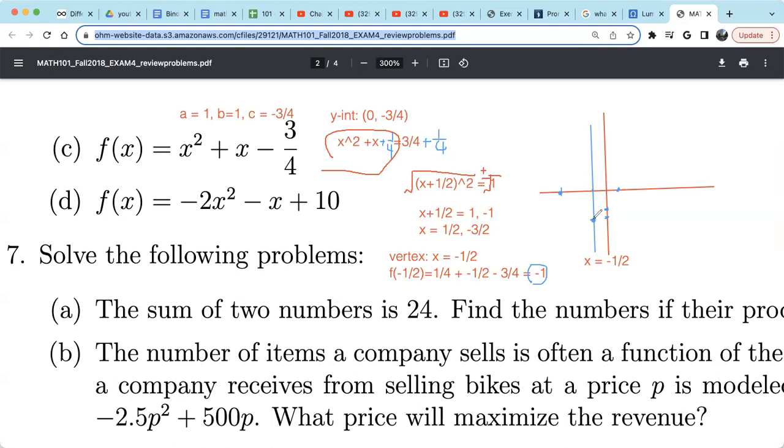Okay, great. You see our a is positive, so I have an upward parabola. So I just go from the vertex, cross my y-intercept, and then cross my x-intercept. So that's my graph for C.